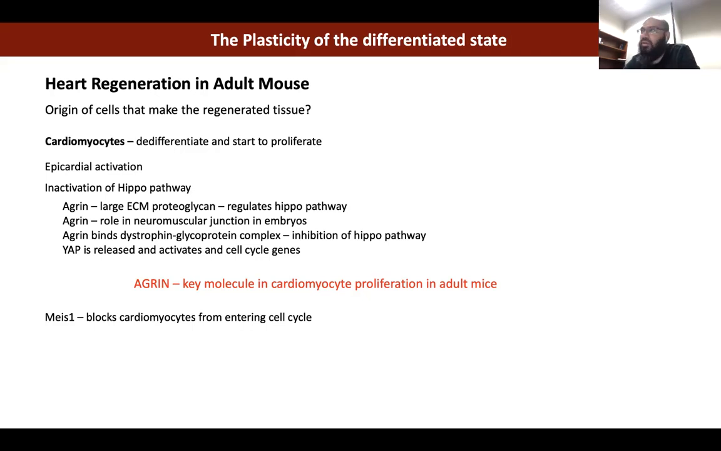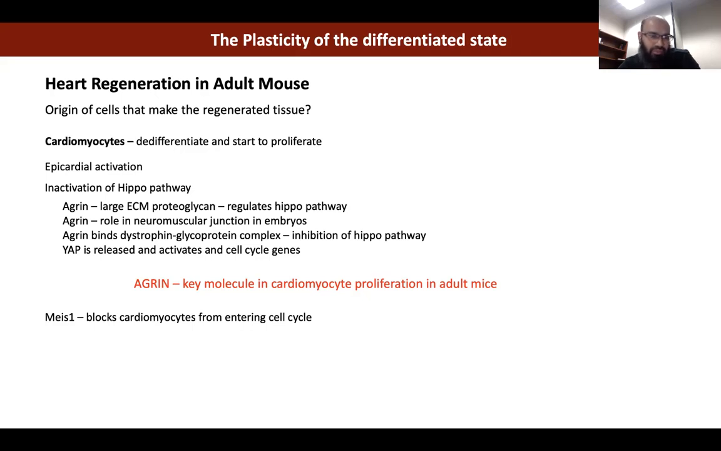The hippo pathway basically regulates the formation of the heart, and it is normally activated, and it prevents the growth of the tissue in the heart muscle. So that's why the first step is to inactivate the hippo pathway. And in the mouse neonatal heart, this is achieved by this large extracellular matrix proteoglycan, agrin, and it basically inhibits the hippo pathway.